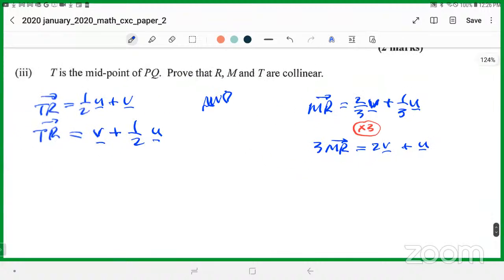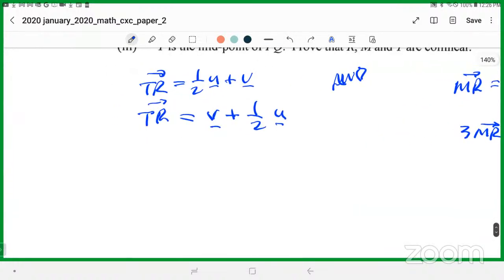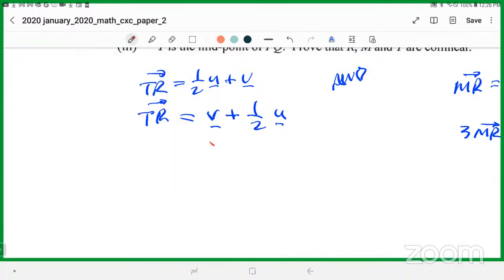So I now have that vector. This one now, I want to get rid of the fractions out of it. So what do I do with it to get rid of the fractions out of this one now? Multiply by 2. Multiply this one by 2, and the fractions will be gone.